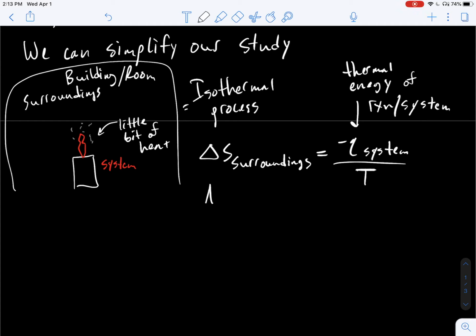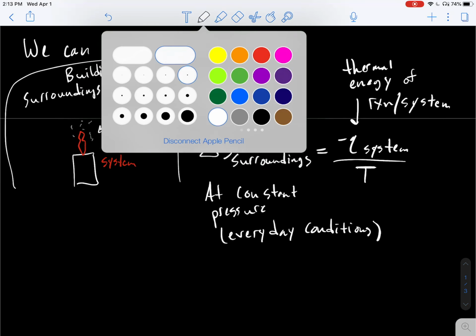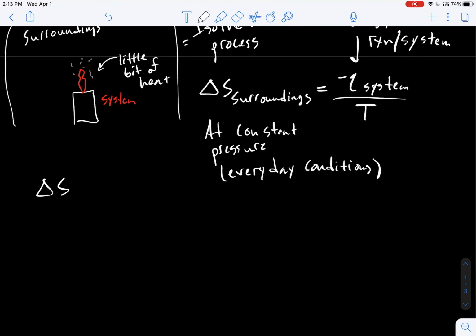And then at constant pressure, everyday conditions, what we did was simplify this further and say the heat transfer is equivalent to the enthalpy of the system. And we have tables of enthalpy values. So really what we're going to use, if we need to find delta S of surroundings, all we need to do is get the enthalpy of the system or reaction and divide it by whatever temperature is given. This we can find using tables of values.